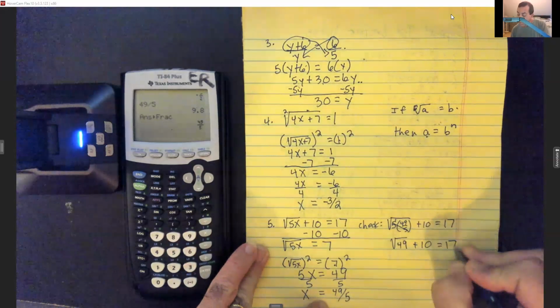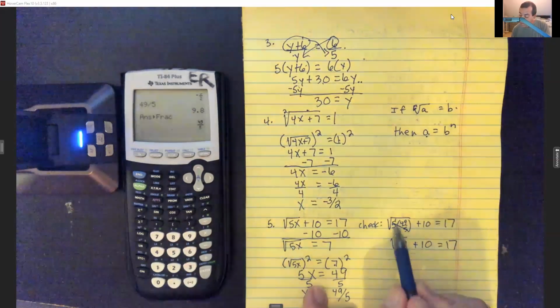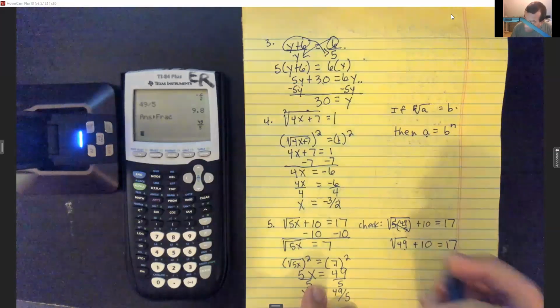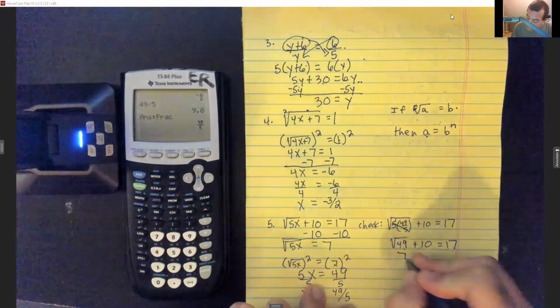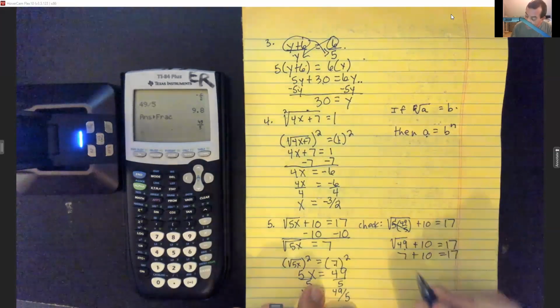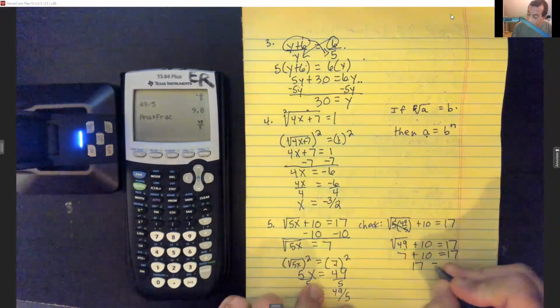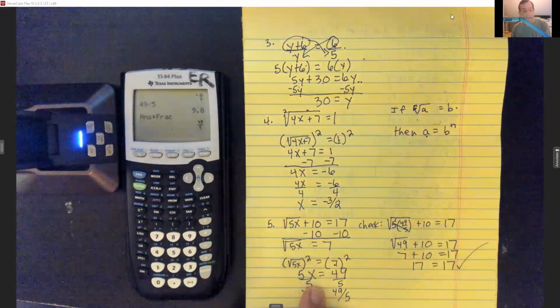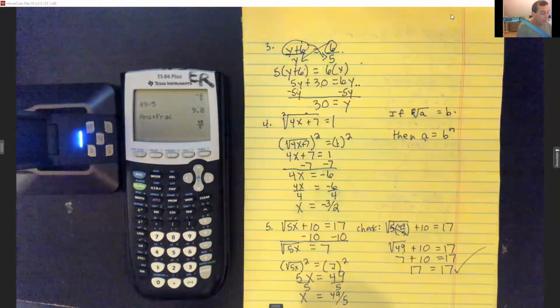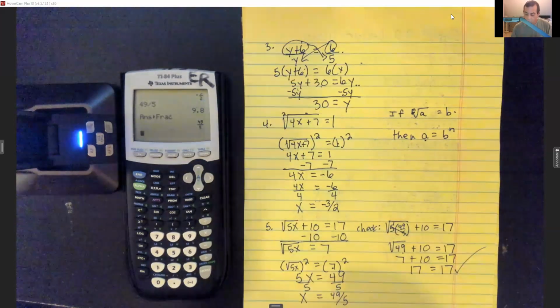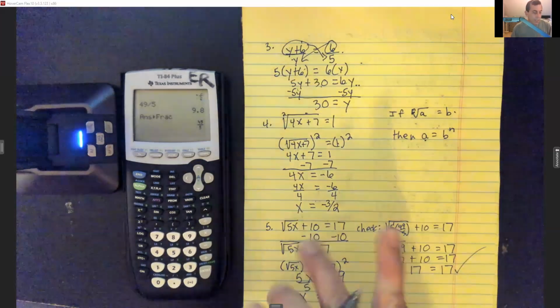So notice, you have to do all the work inside the radical first, then bring that radical down and take the square root of 49, which is 7. So now I have 7 plus 10 equals 17. Well, 7 plus 10 is 17. That equals 17, so that was true, which means that answer checked out. So if you want to check those, all you do is plug those answers in and see what you get.